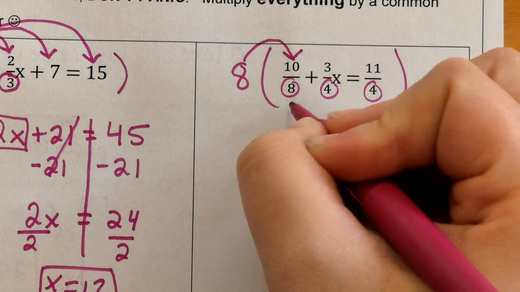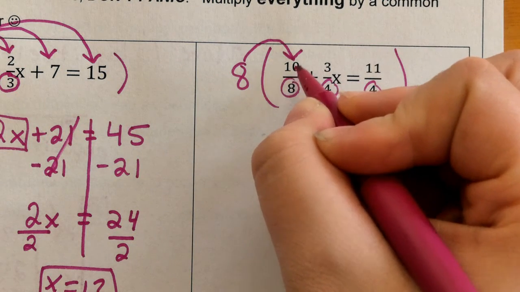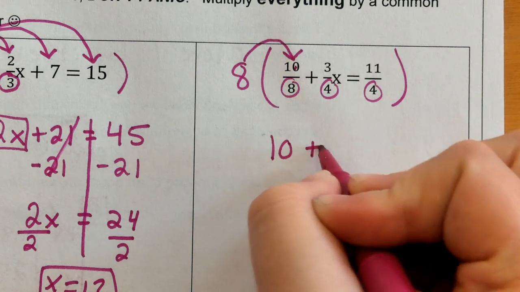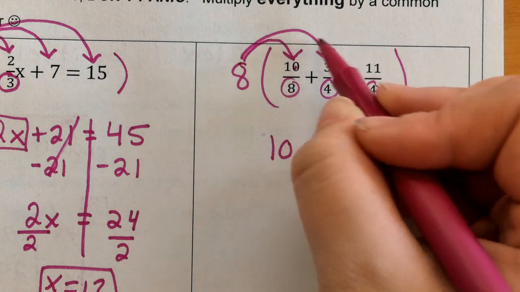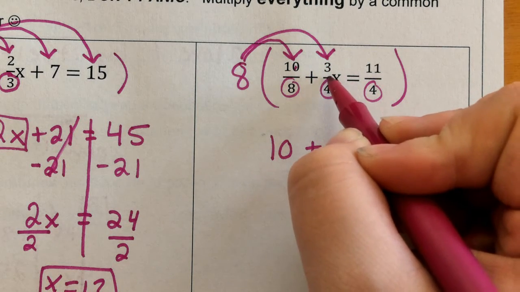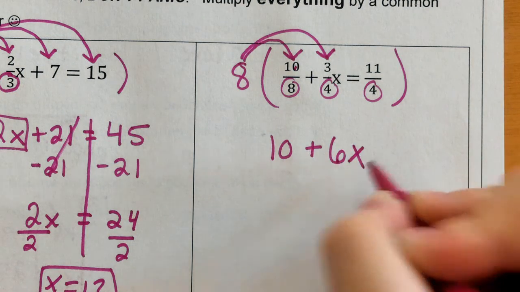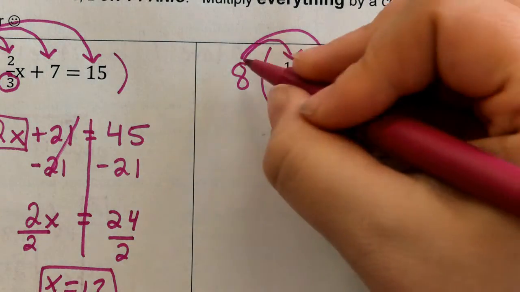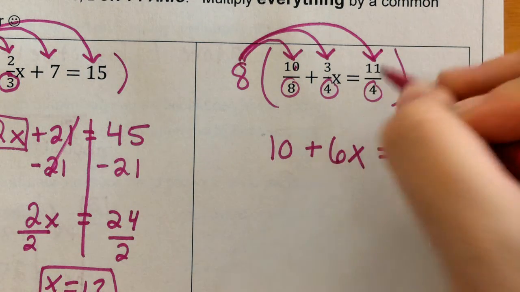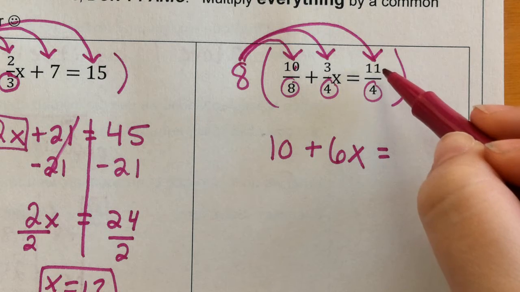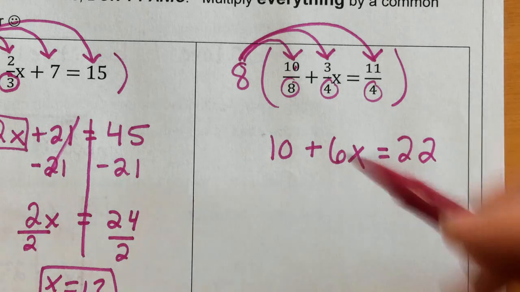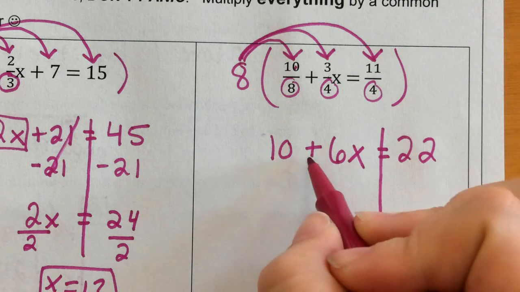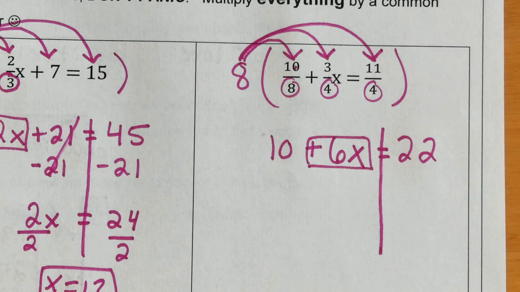8 times 10 divided by 8, well, 8 times 10 is 80, divided by 8 is 10. 8 times 3 divided by 4, 8 times 3 is 24, 24 divided by 4 is 6. So it's going to become 6x equals 8 times 11 divided by 4, 8 times 11 is 88, 88 divided by 4 is 22. And so now we're back to a regular or easier two-step equation where we can go ahead and solve. I'm going to worry about my coefficient at the end.